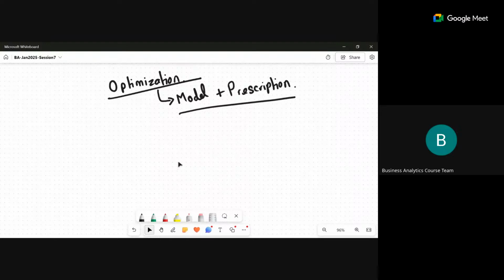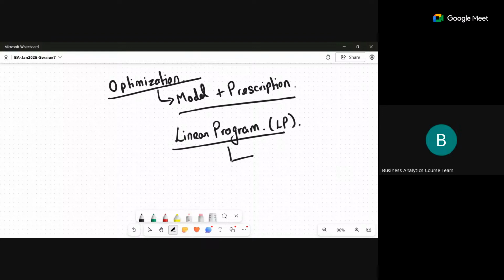right? Having said that, any optimization requires three. If you have three things, it's known as an optimization problem. All right, and we are going to be focusing on something known as the linear program. So it's known as an LP, right? So any linear program consists of three things.